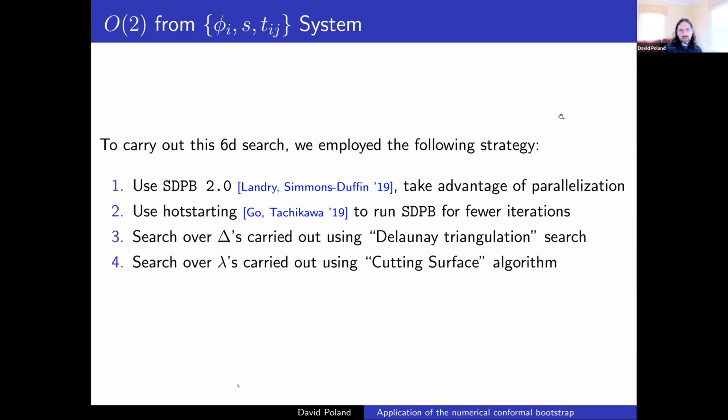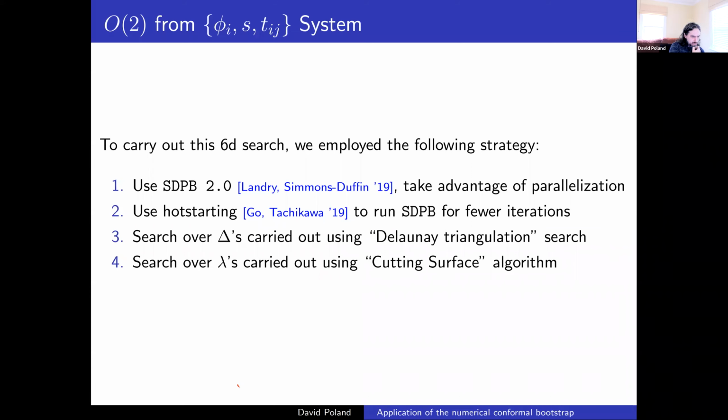A few other useful ingredients in this search are the following. One thing that is very helpful is something called hot starting, where when you solve the semi-definite program, the convex optimization problem, using SDPB, you can give it a starting point. You can give it an input file, which serves as the starting point for carrying out the interior point algorithm.